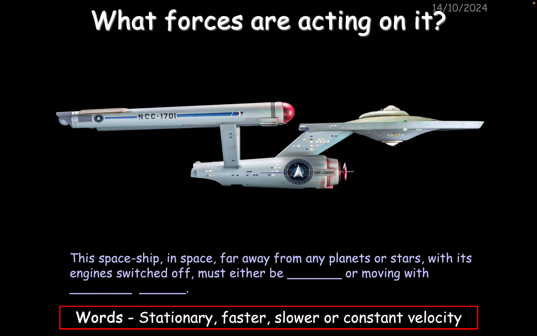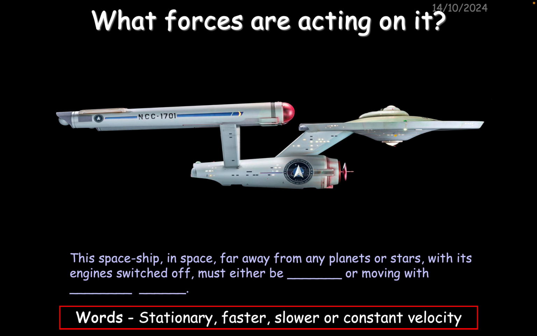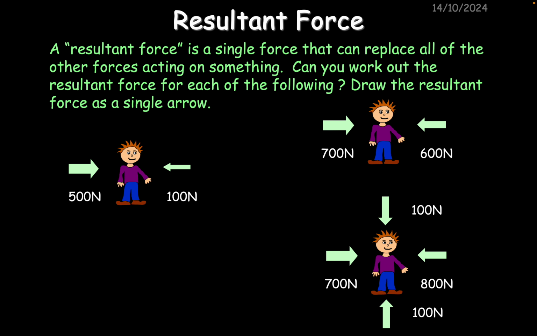Okay? And if I go back to the slide before, in number 1, there is no unbalanced force. Number 2, there is an unbalanced force, and number 3, there is an unbalanced force. And the direction of the unbalanced force, in other words, which direction the force is bigger in, is the direction of the acceleration. So resultant force is a way of analyzing what's going on when you've got more than one force acting on an object.